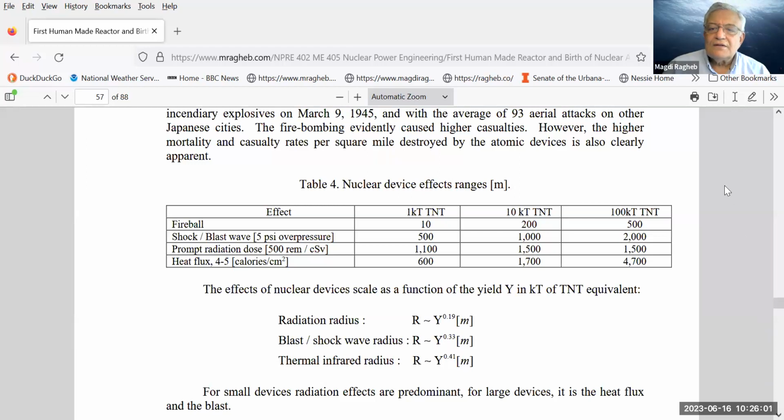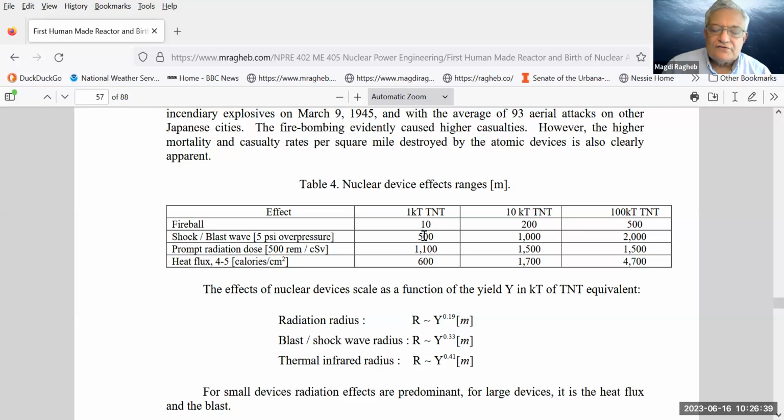Again, you'll find that the radius of destruction depends on the yield of the device. So if you are using a 10 kiloton device, you can generate a fireball that would be 200 meters in size, or twice the size of an Olympic swimming pool. If you raise the yield to 100 kiloton, which is used today as almost a standard for strategic weaponry, that fireball could be 500 meters in diameter. A 1 kiloton device is only 10 meters in diameter.